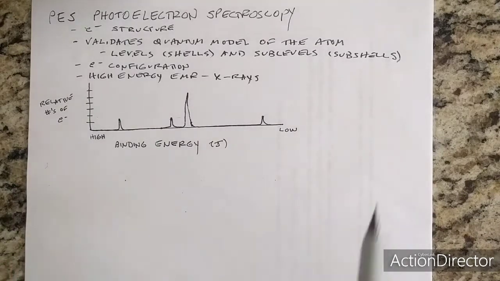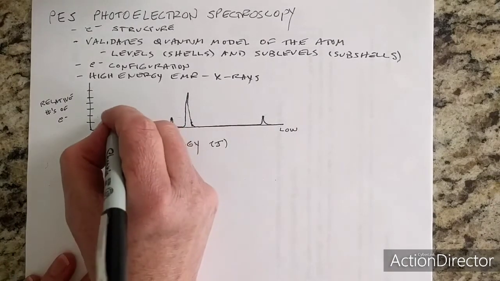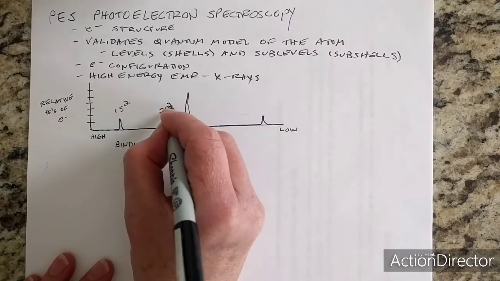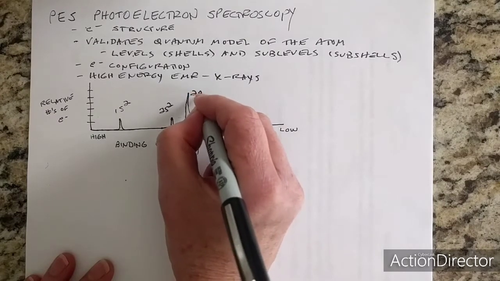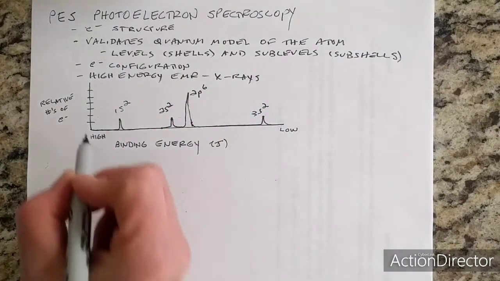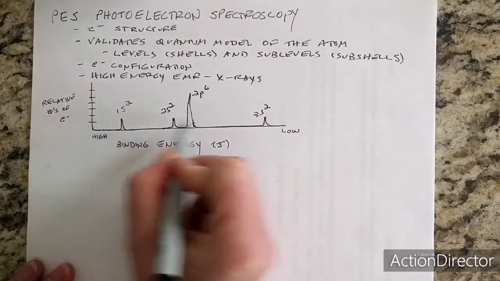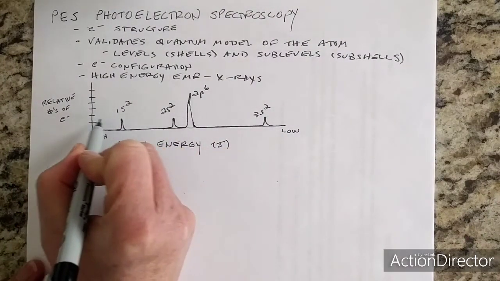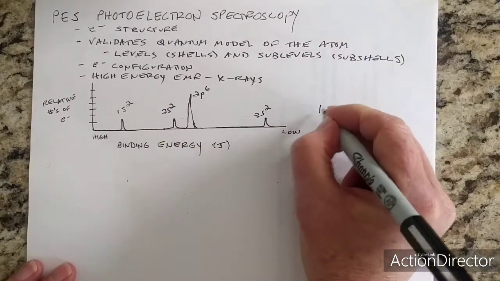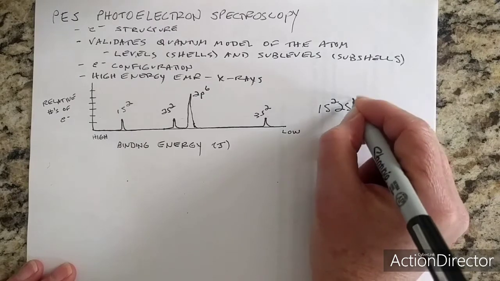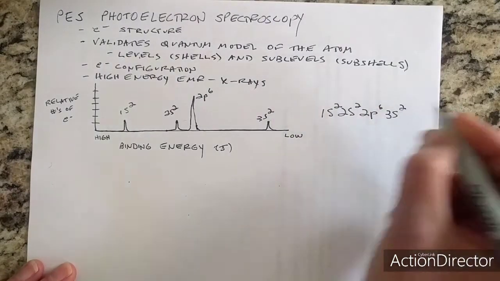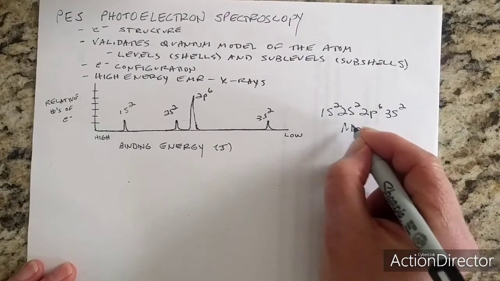So to figure out what element this is, our first peak are the innermost electrons, the 1s2. Then we have 2s2, 2p6, and 3s2. So if we look at here, this is giving us our relative height. So these are at a height of 2, this is at a height of 6. So our configuration, 1s2, 2s2, 2p6, 3s2, so this is magnesium.